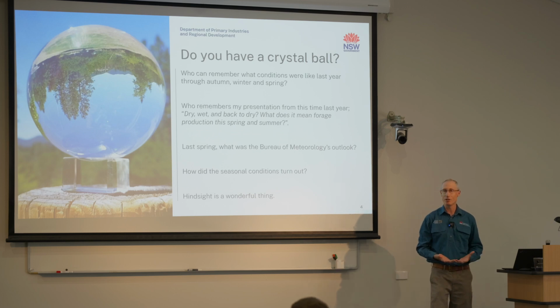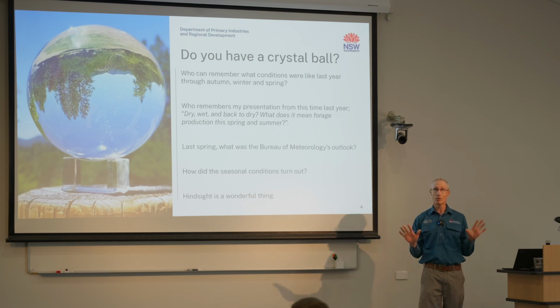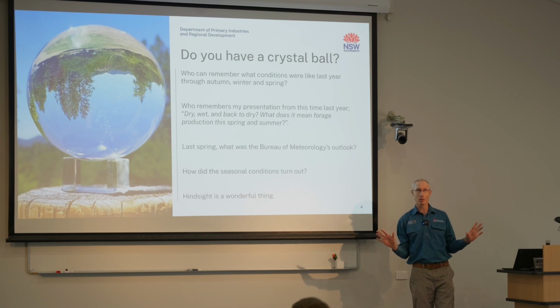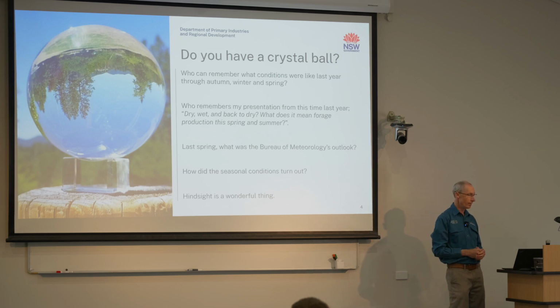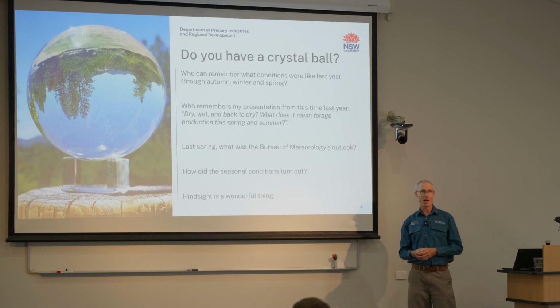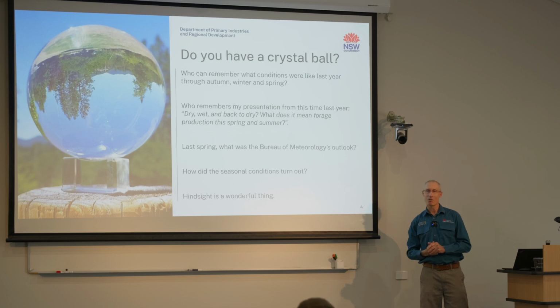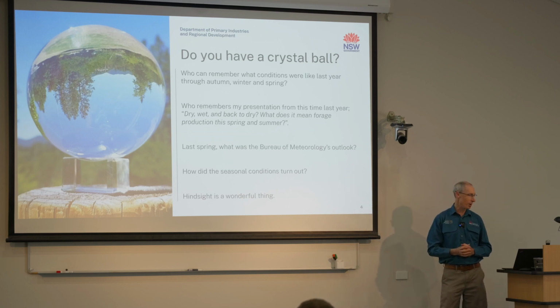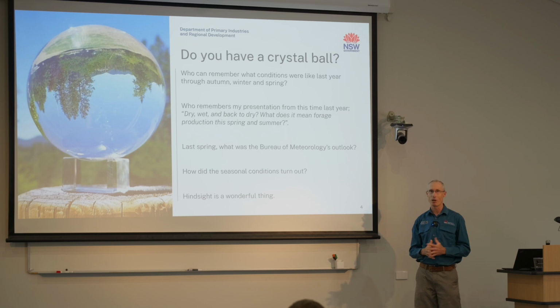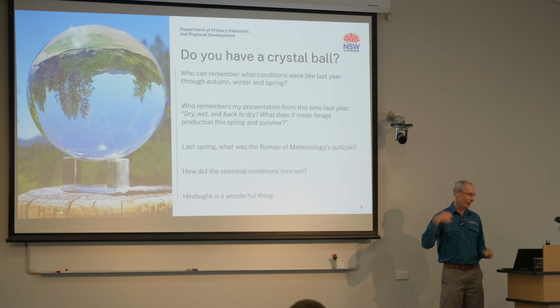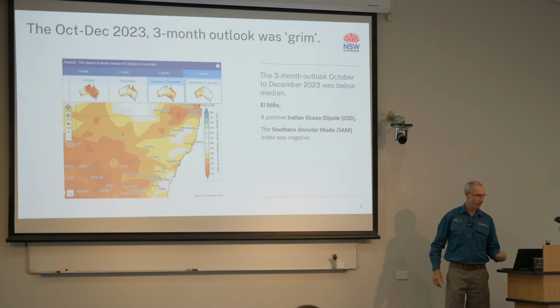And the concluding message I gave at that time was risk off. All the indicators were looking like it's probably going to be a risk-off situation. What was the Bureau forecasting last spring? El Nino, hot and dry. How did the season turn out? I'll show you some numbers, which is really, really interesting. So hindsight, we all know, is 20/20. It's a wonderful thing. We don't have hindsight when we're looking forward.